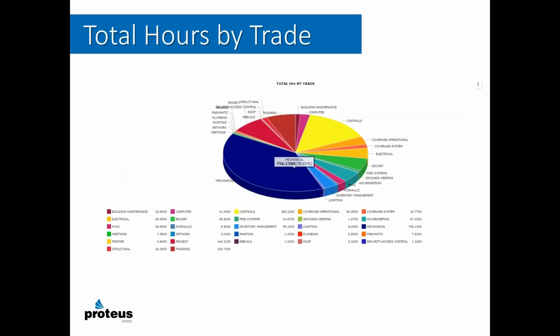We can look at total hours by trade or skill, okay? In other words, work type. How am I spending my time? Am I spending it escorting somebody in our factory? Am I spending that time on planned maintenance? Am I spending it on mechanical? Again, looking at the percentage of how total hours are spent within our organization helps us manage more effectively.